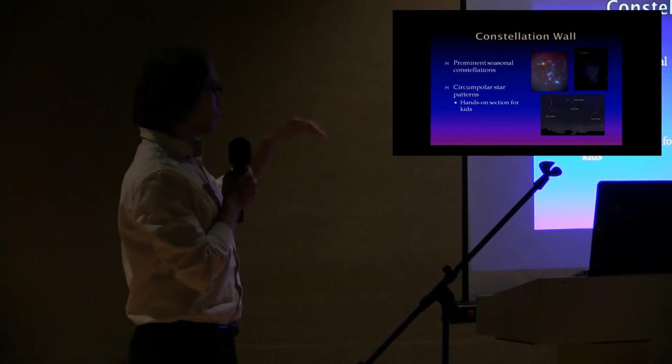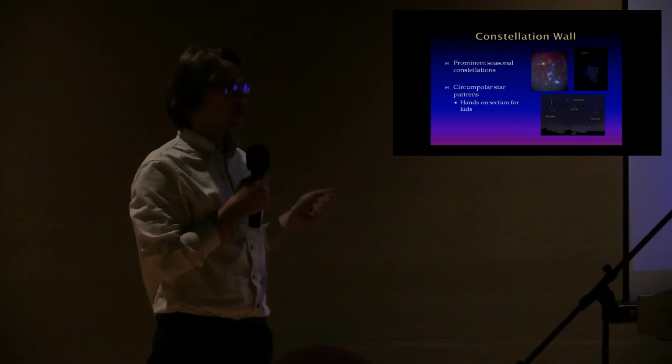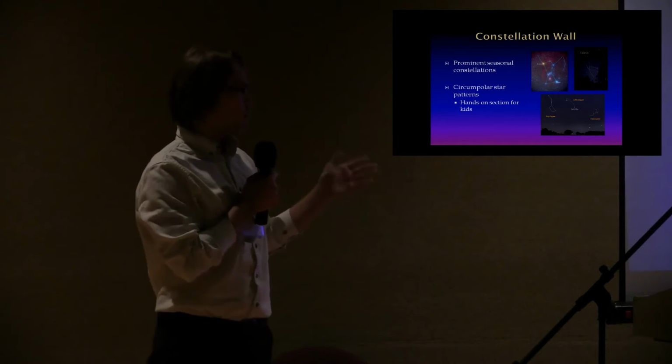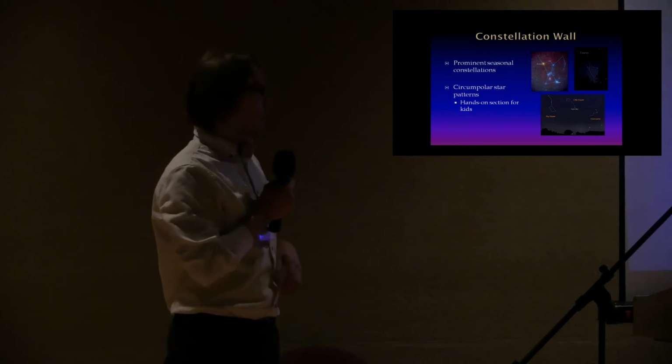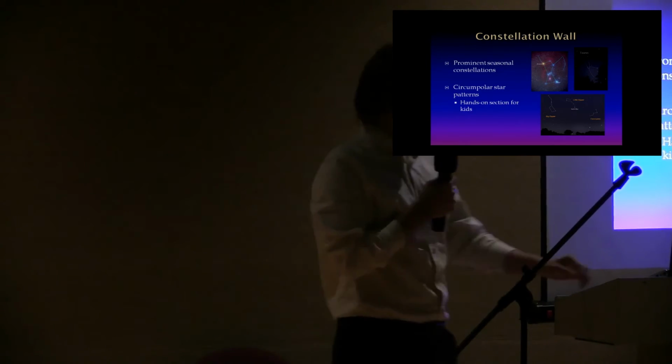But underneath the seasonal constellations, we're going to have actually a manipulative section. So kids can actually use magnetic stars to kind of recreate the patterns of Big Dipper, Little Dipper, Cassiopeia, or they can just make their own constellations too, which is pretty fun.